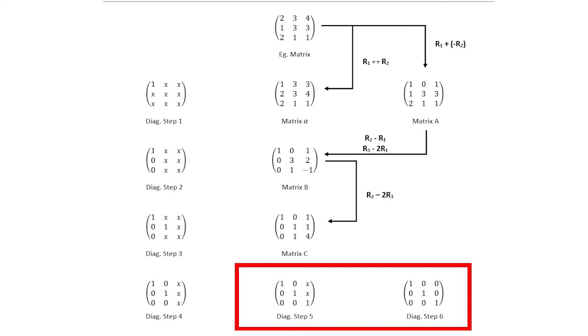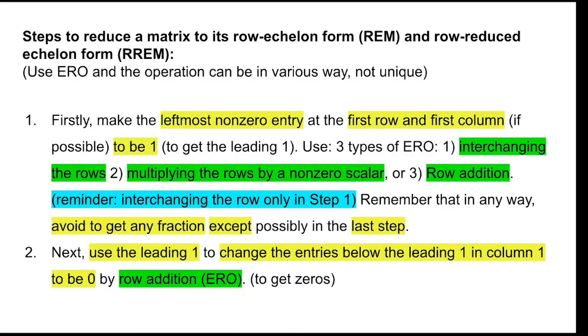Okay, let's look at the example of REM and RREM. Here are some diagrams. The example of REM is like the diagram in step 5. The X there means that it can be any other number, and that would be REM. And the example of RREM is like the diagram in step 6. I have also shown the diagram of the matrix you should get in each step from step 1 until step 6. Now, let's start with the first step.